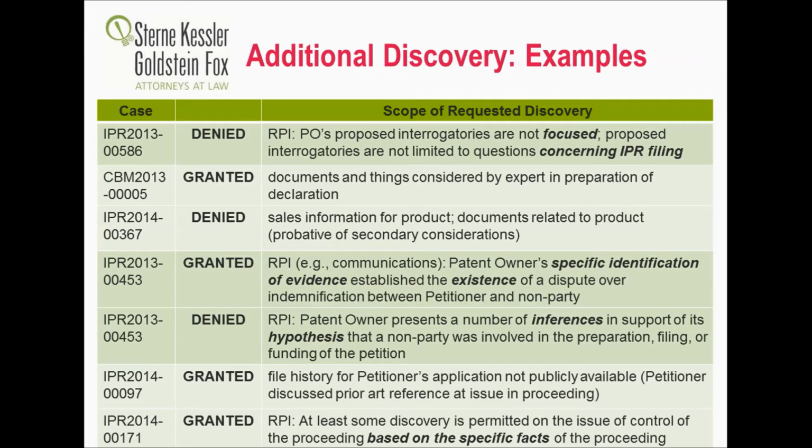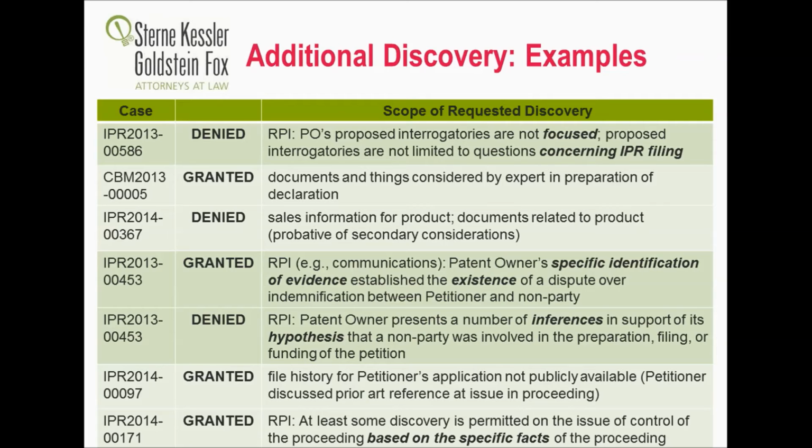Now, the next item relates to secondary considerations. The patent owner wanted information about the other side's product and sales information to establish copying and some of the other secondary indicia. And the board said, no, you can't have that through the IPR, which really limited their ability to establish secondary considerations.